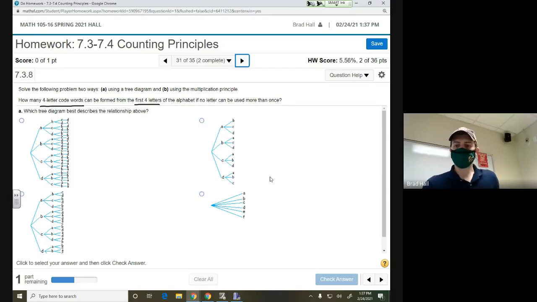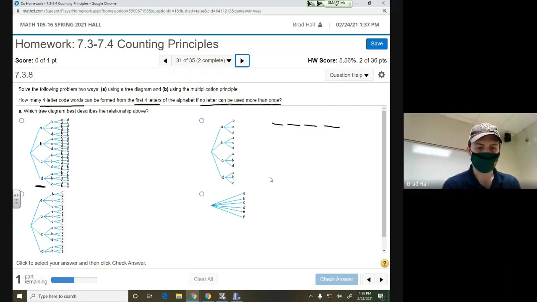So if no letter can be used more than once, there's 4 letters, so your 4 spaces would correspond to each column of your tree, which already tells us the answer. The first space can be either A, B, C, or D. The second space is going to be based off of whatever your first choice is. So if you pick A for the first one, then you have B, C, or D for the second one. Your third column is the next space, and your fourth one is, of course, the fourth space.